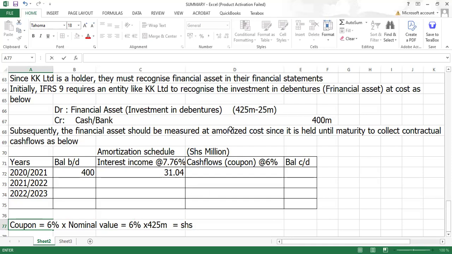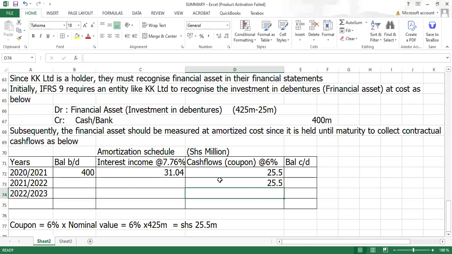which is equal to how much? That is 20. Is it? Let me just do it from here. This is 6% times 425. So that is 25.5 million. So this one will remain the same. This one will remain the same. This one will remain the same up to the maturity period.